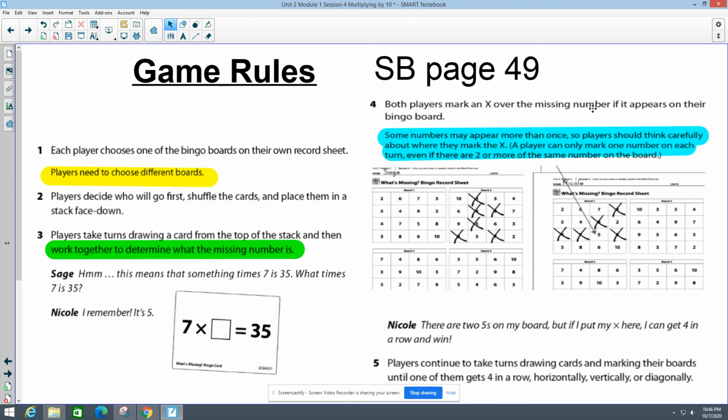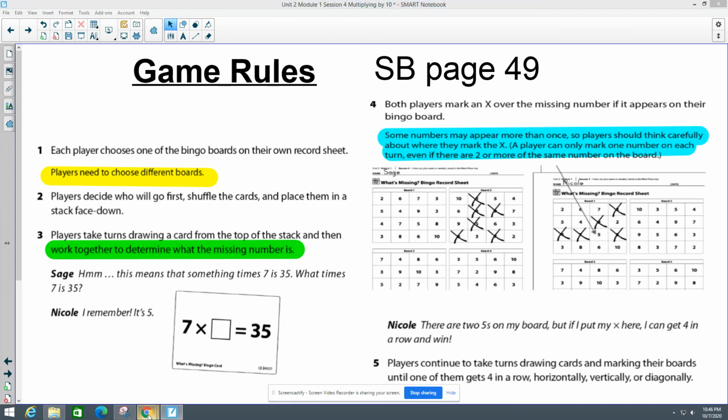Okay, so then both players put an X over the missing number as it appears on their board. Some appear more than once, so a player should think carefully where they put their X. Play continues, taking turns drawing cards and marking on their board until you get 4 in a row. You can do a horizontal, vertical, or diagonal.